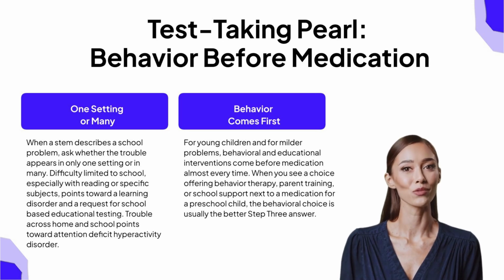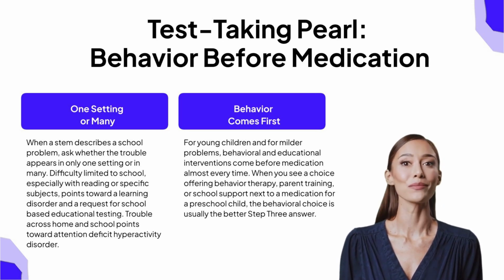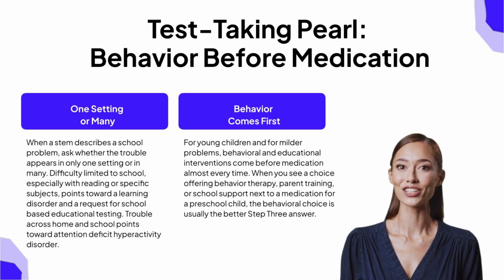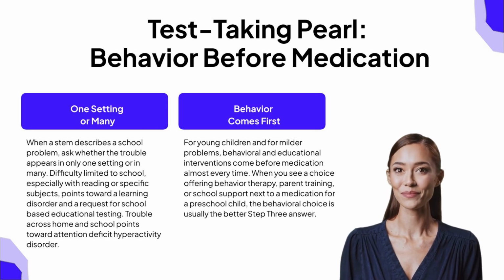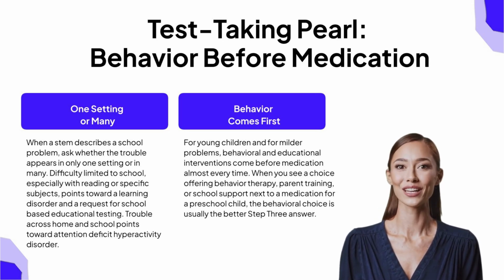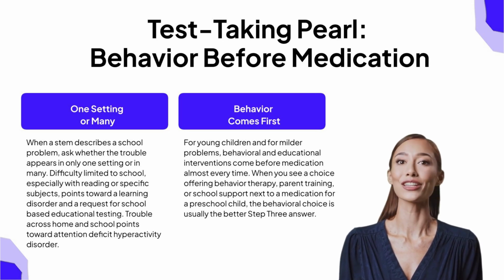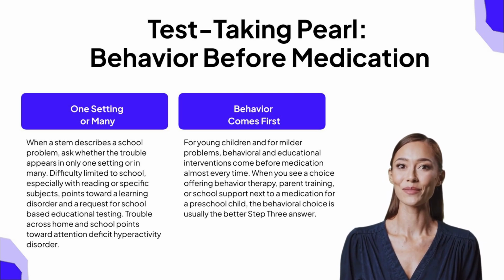Second, remember that behavior comes first. For young children and for milder problems, behavioral and educational interventions come before medication almost every time. When you see a choice offering behavior therapy, parent training, or school support sitting next to a medication for a preschool child, the behavioral choice is usually the better Step 3 answer. Keep both of these in mind and the school and behavior questions become much faster.